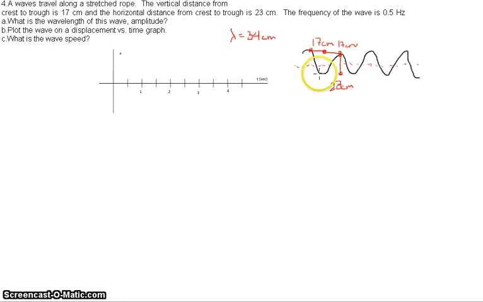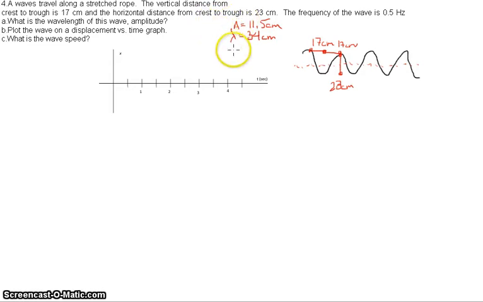And then the amplitude is the maximum displacement from the equilibrium point. So the amplitude here is going to be 11.5 centimeters. Because if 23 is from crest to trough, we know then the amplitude is that distance from the equilibrium point. So the amplitude will be half of the 23.